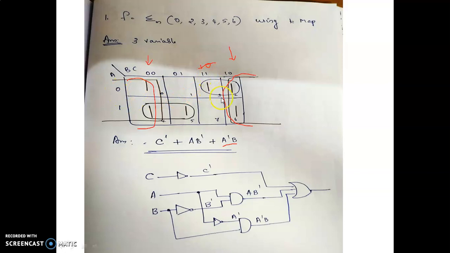is 3. Okay, similarly, this location is 1, 0, 0, hence it is for 4. This is 1, 0, 1, hence it is for 5. And this is 1, 1, 1, hence it is 7. This is 1, 1, 0, hence it is 6. Okay, now we are going to plot 1 on this K-map for these min terms.